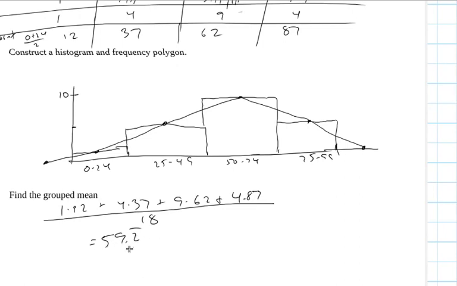You'll notice that this grouped mean does occur close to the center of the peak here. 50 would be kind of down here. 74 would be up here. 59 would be just a little to the left of the midpoint here, the midpoint being 62.